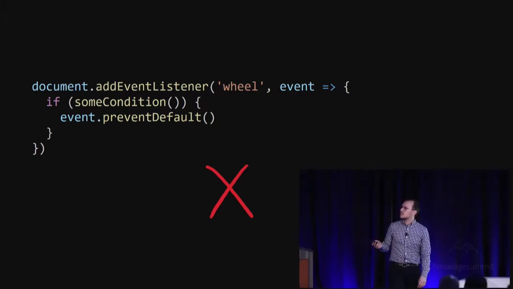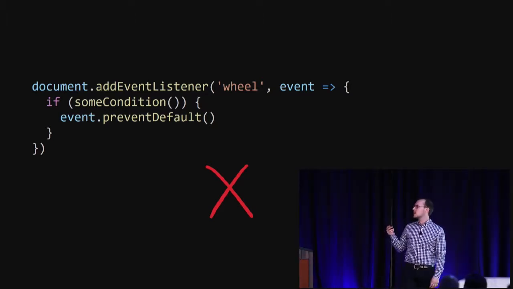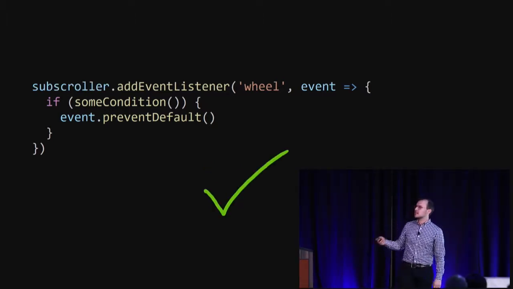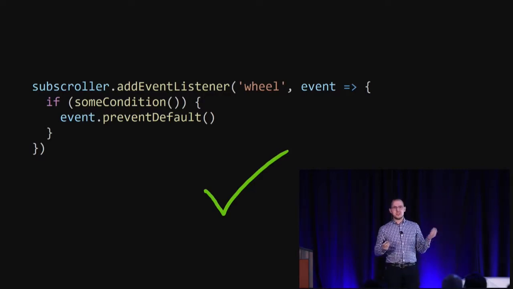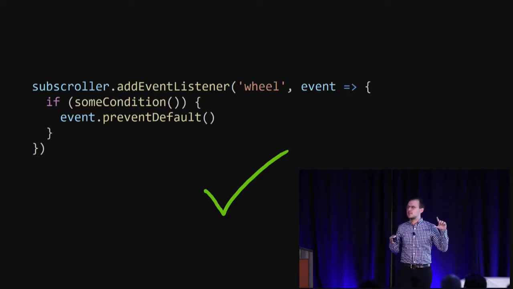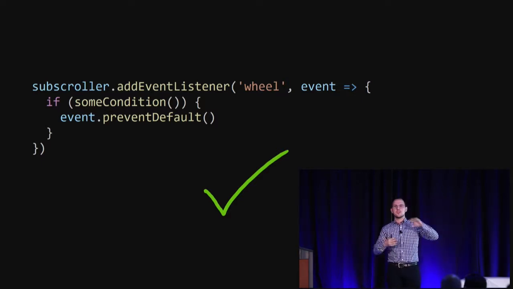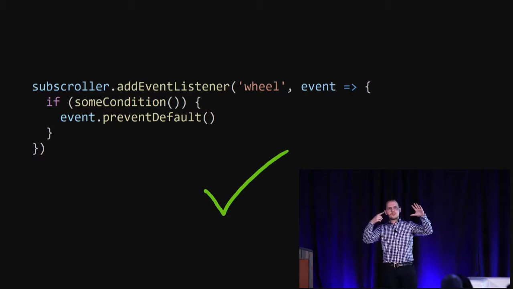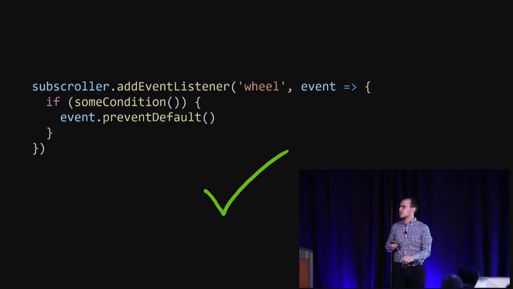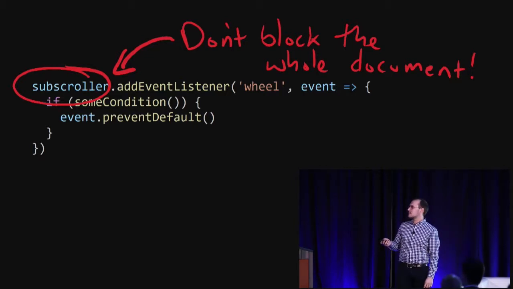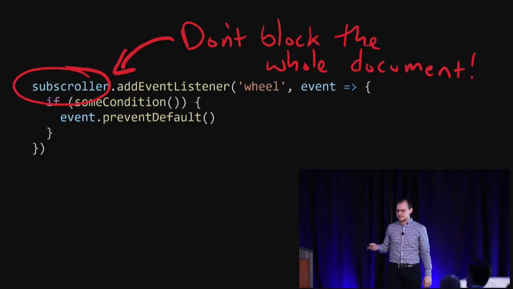One simple solution is that instead of adding this wheel event to the main document, you can just add it to a subscroller. So say you have a page where the main section is scrollable, and then there's a subsection that's scrollable, and you're only interested in scroll events for that subsection. Just add the wheel listener to the subsection. Don't add it to the whole thing, because browsers have optimizations where they can make sure that the main page remains free to scroll up and down, even if the inner one is blocked. Don't block the whole document if you can avoid it.